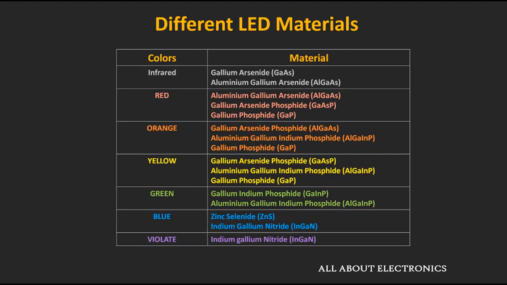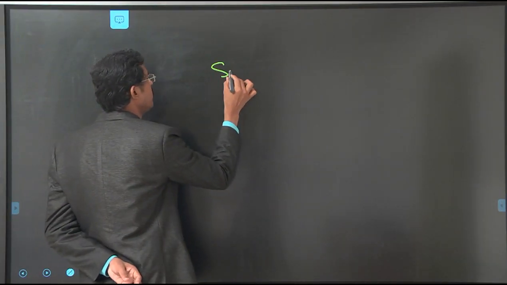So here is the list of different semiconductor compounds which are used to generate different colors of light. Now if we talk about the electrical characteristic of the LED, then it is very similar to the PN junction diode.